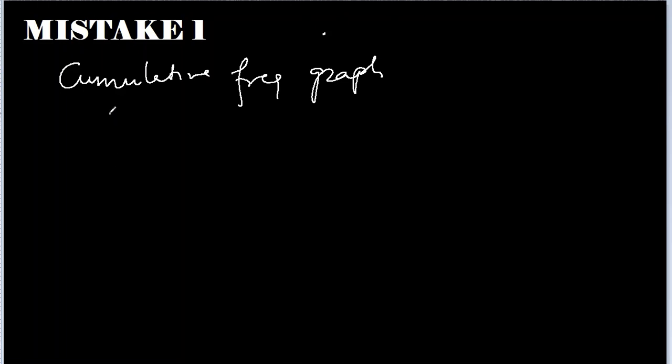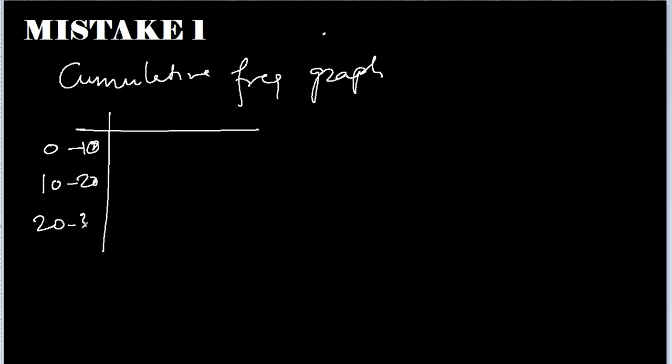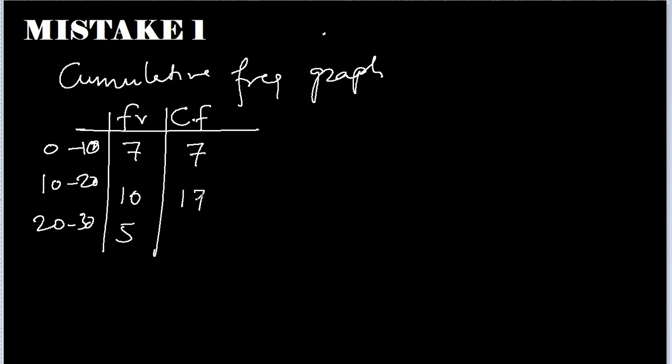Okay, when we have grouped data, let's say 0 to 10, 10 to 20, and 20 to 30. To make it easy, just 3 of them, and the frequencies are 7, 10, and 5. So this is the frequency. Cumulative frequency will be 7, 7 plus 10 is 17, and 17 plus 5 is 22, right?